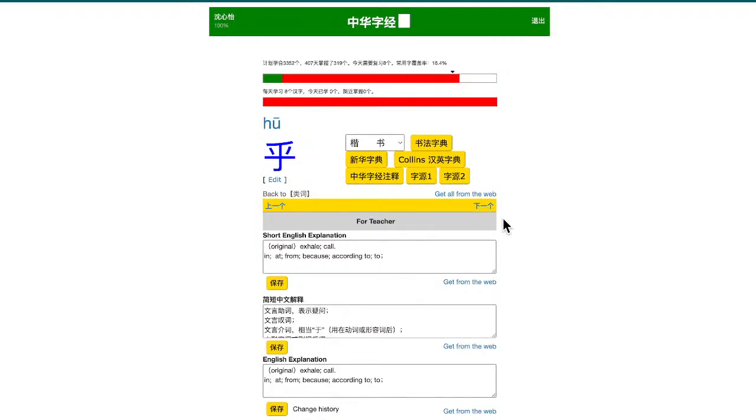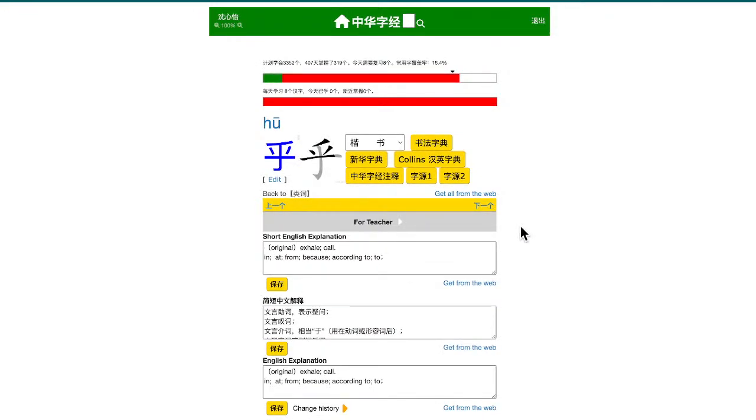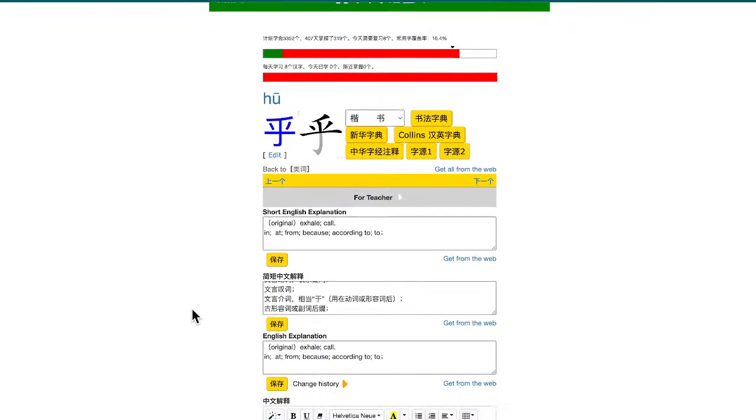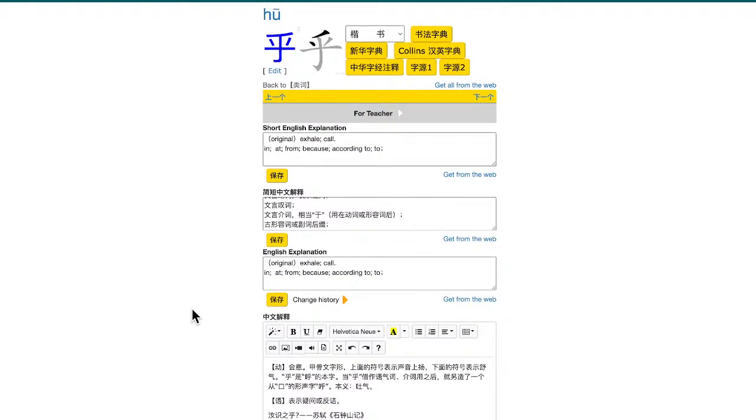Next one, 乎, hu. Hu means exhale or call. That's the original meaning of this character. Hu, like to express some kind of emotion. So it can mean in, at, from, because, according to, or to. It has many meanings in terms of English, and it could be any of these.